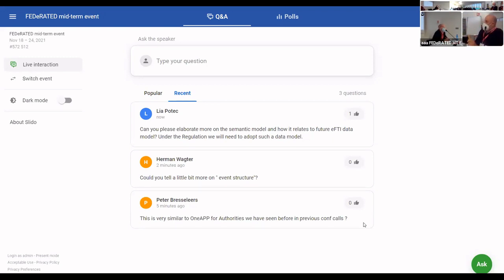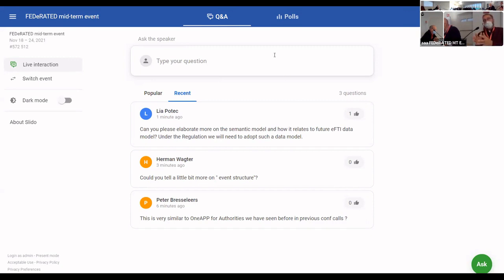Then another question is, could you tell a little bit more on event structure? Yes, I can. What we see in the outside world, there are lots of definitions for event structures. We took one called load, unload. I know of many different others used in other areas. So what we did is we have basic event structures linking, creating an association between any two digital twins, or between a digital twin and a location.